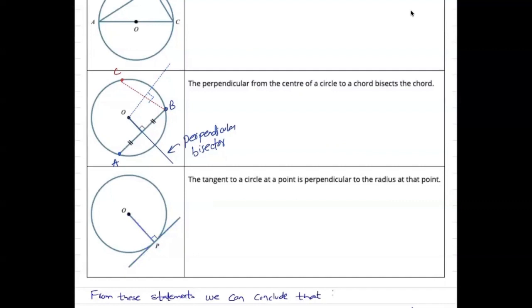Do you agree with me? So could you repeat? I'm saying that the property says that the tangent to the circle at a point is perpendicular to the radius of that point. So this is the radius and this is the tangent line. Would you agree that this is going to be perpendicular, meaning they are going to be at 90 degrees to each other? Yes, sir.